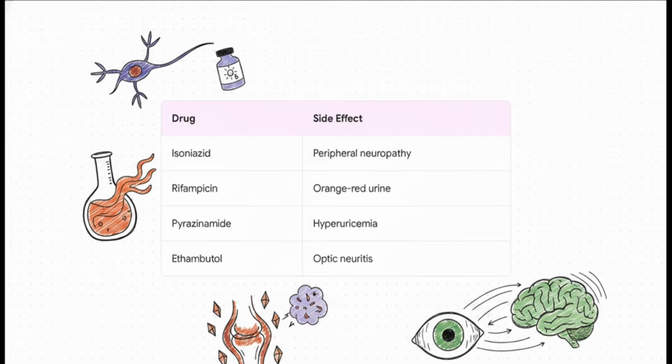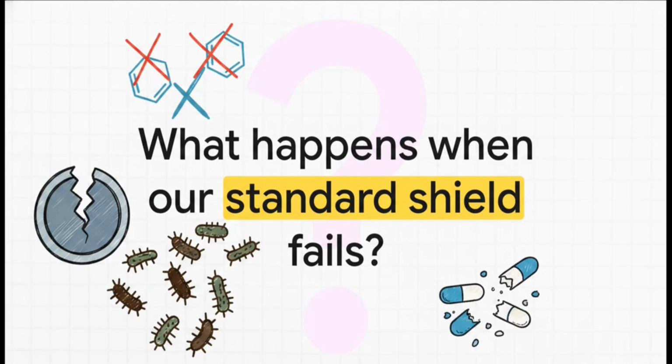Pyrazinamide, Z, is great for penetrating those acidic granulomas, but it can spike uric acid levels, leading to joint pain. And finally, ethambutol, E, stops cell wall construction but carries a very real risk of optic neuritis, so you have to keep a close eye on the patient's vision. This HRZE regimen has saved literally millions of lives.